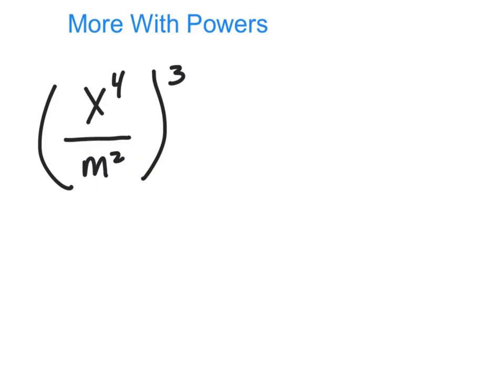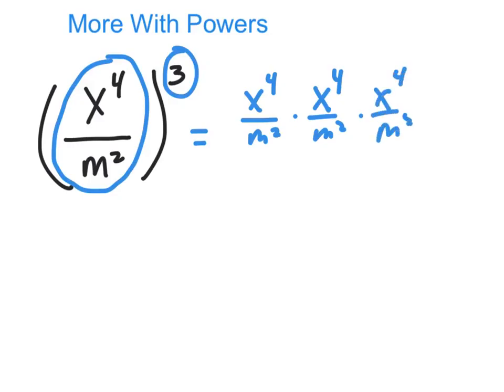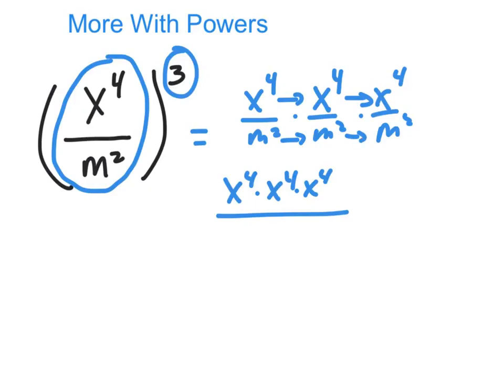So we've got x to the fourth over m squared that we're going to raise to the third power. That means we're going to write x to the fourth over m squared down 3 times and multiply those together. Since we know how to multiply fractions, we multiply the numerators together: x to the fourth times x to the fourth times x to the fourth. And we multiply the denominators together: m squared times m squared times m squared.